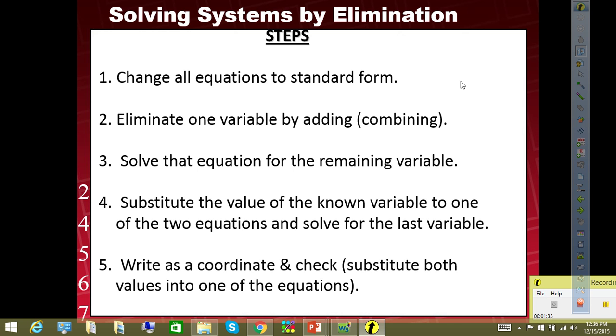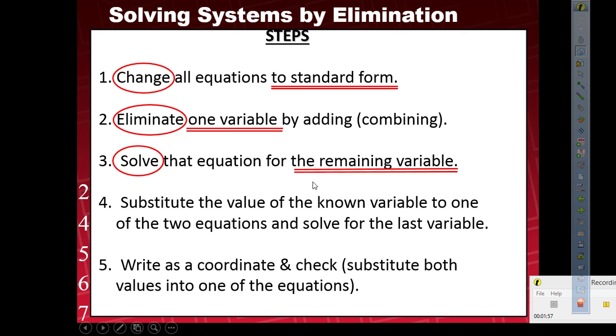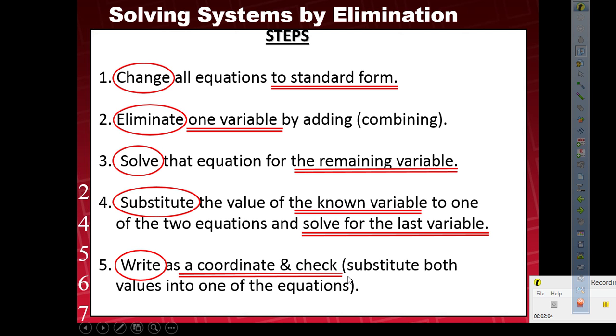So, step 1, keyword here is change. What are we going to change the equations to? Standard form. Step 2, keyword here is eliminate. What are we going to eliminate? One of the variables. Step 3 through 5 is the same as yesterday, if you noticed. We solve the equation for the remaining variable, substitute that value into one of the equations, and solve for the last variable. At the end, we write our coordinate and check. Does everybody agree that the last 3 steps are what we did yesterday? Just the first 2 steps are new, and we need to apply them for elimination.